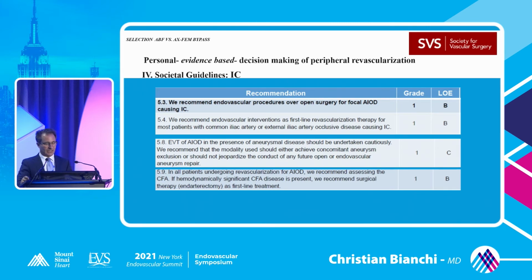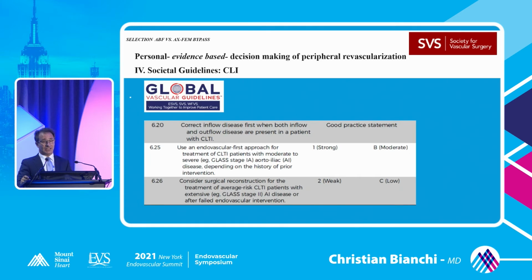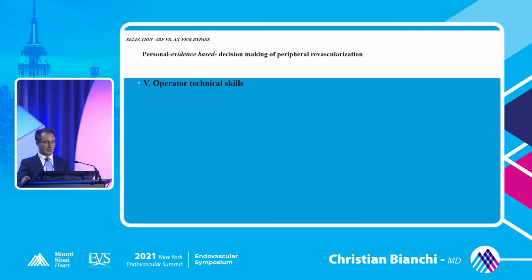We know that the SVS supports the notion of a first line treatment with an endoluminal approach to the aortoiliac occlusive segment. But again, we are reminded that when it's the common femoral artery, when there are young patients, when there's aneurysmal disease, all those should be things that we need to think over. In terms of CLI patients, definitely the good practice statement is if you have inflow disease, you should correct it by any means necessary when you're approaching this. That's the only good practice statement in terms of aortoiliac occlusive disease.